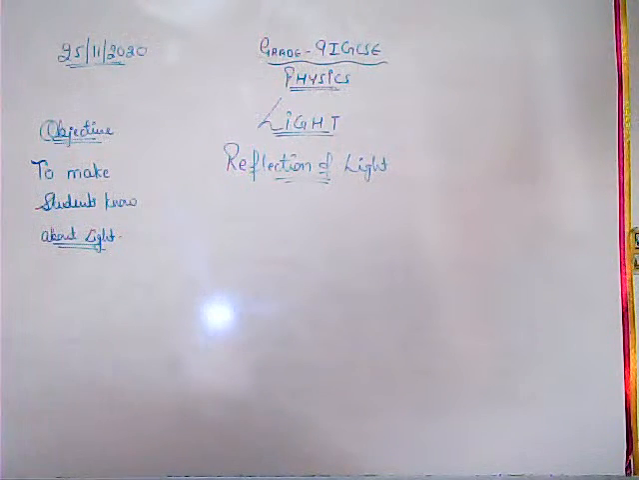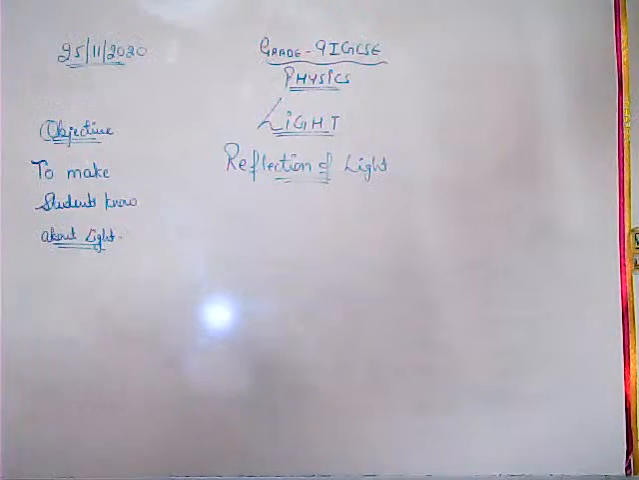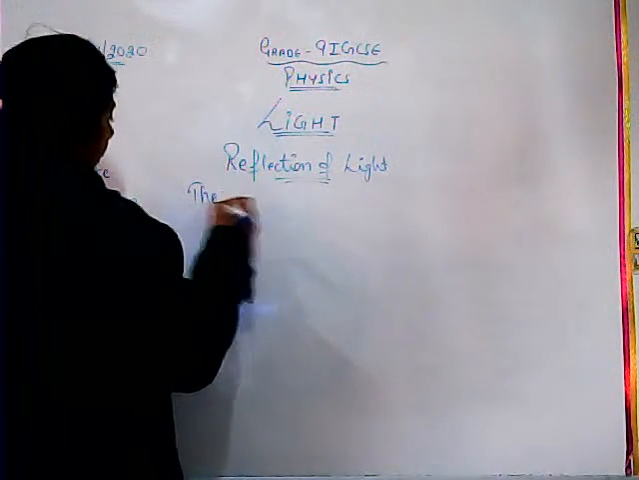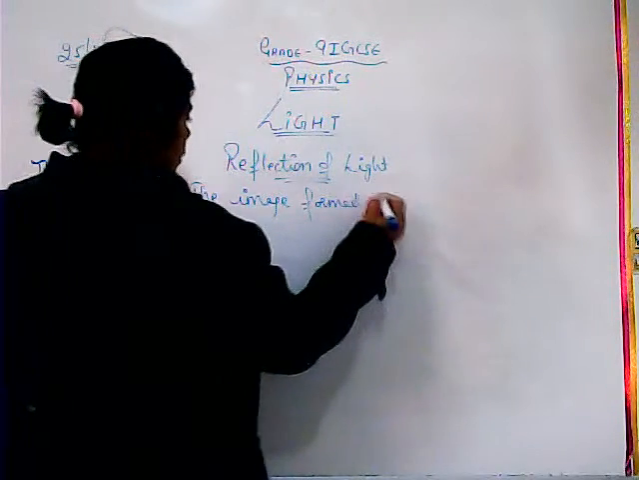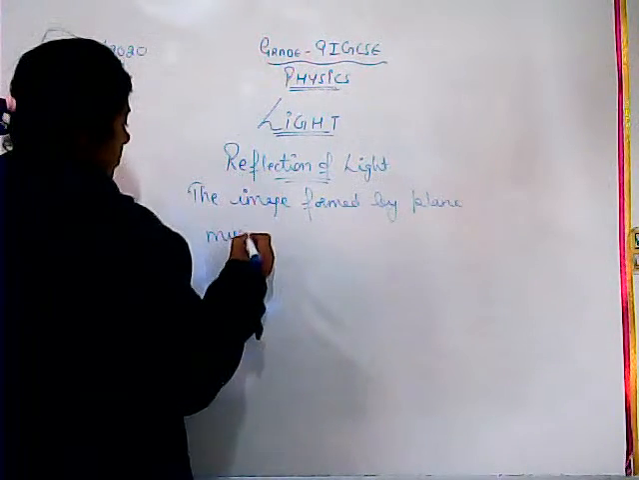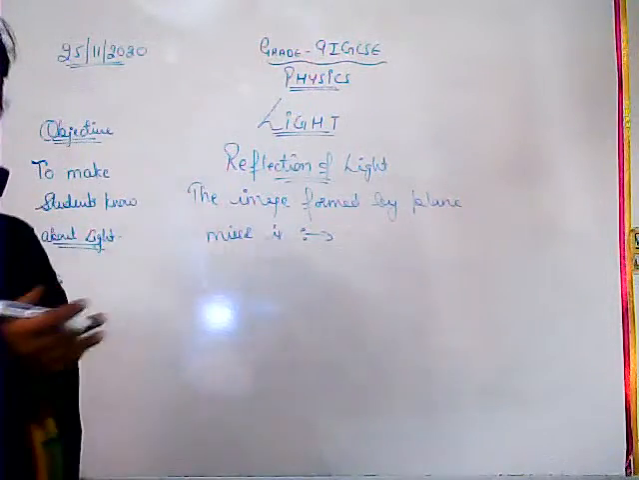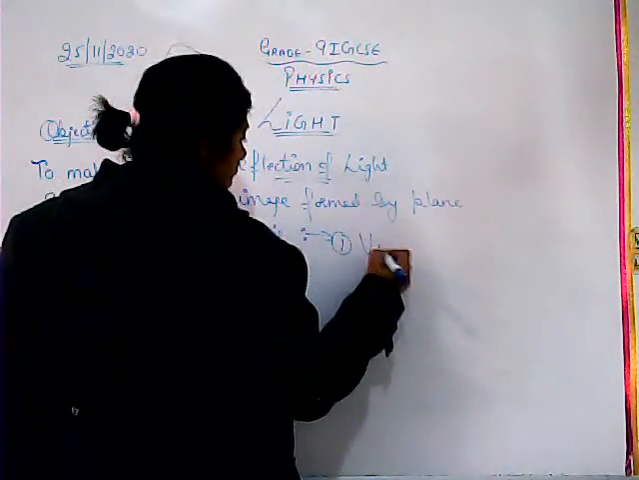So, reflection of light: you can move on to page number 163 of your book. The points are all given. I am just going to put the points onto the board and we are going to summarize it. We will recap. So first, the image formed by the plane mirror is, based on all the characteristics we discussed, we are going to revise that once. First, it is a virtual image.